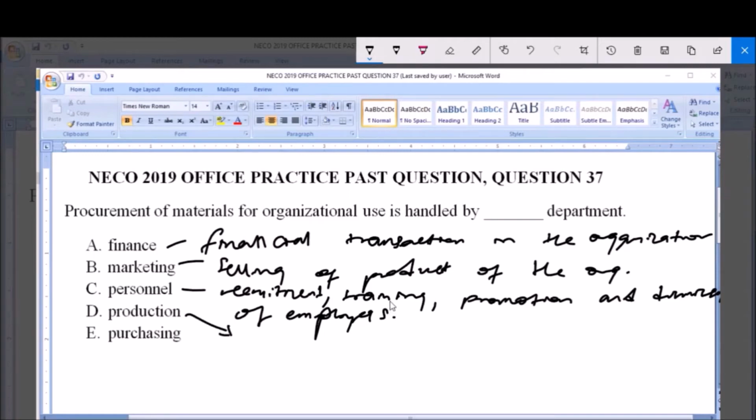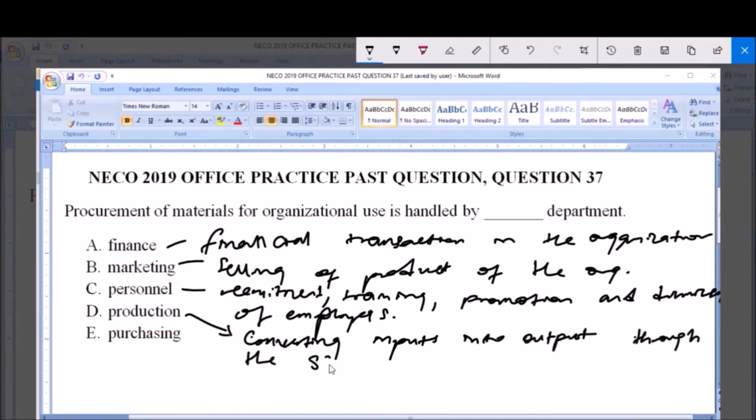Production department. Now, production department is responsible for converting inputs into outputs through the stages of production process. Or the actual changing of raw material into finished goods.